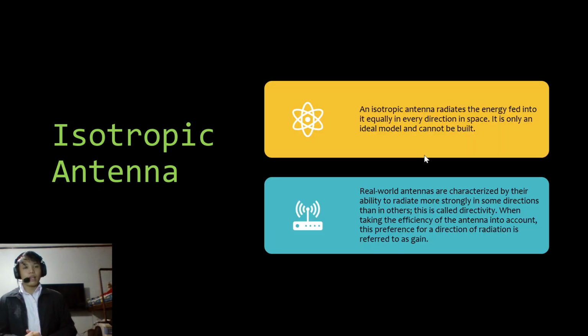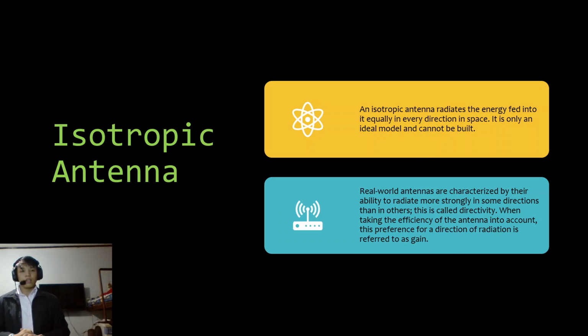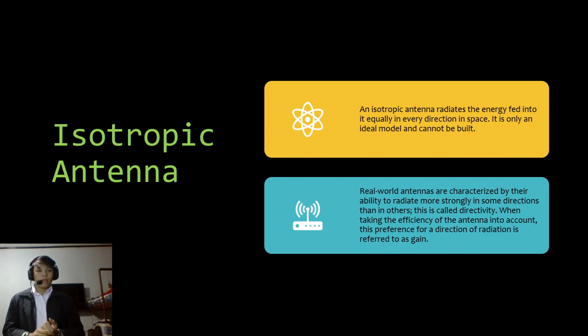So, an isotropic antenna radiates the energy fed into it equally in every direction in space, and it is only an ideal model and cannot be built. So the next one is real world antennas.